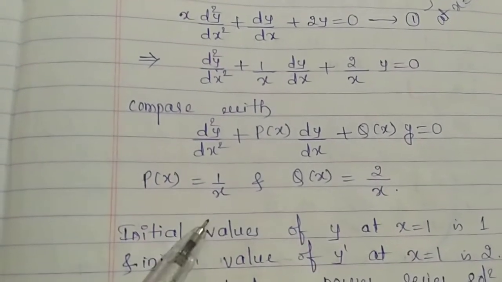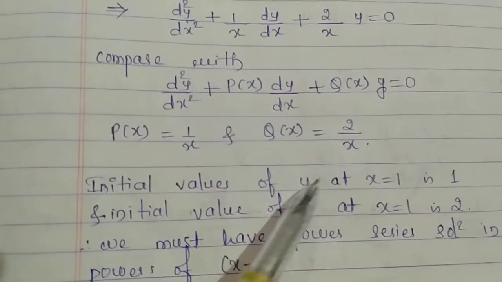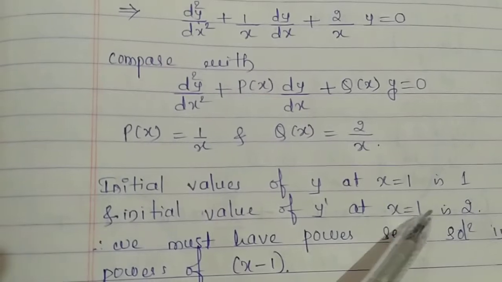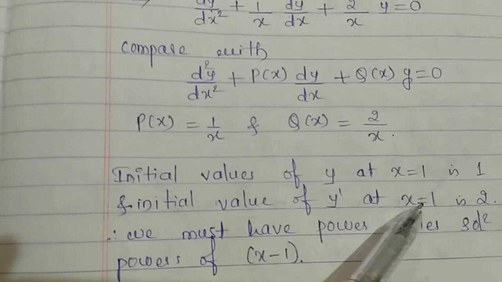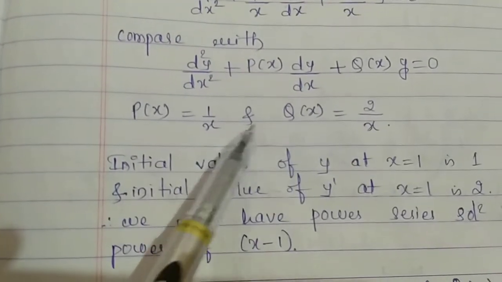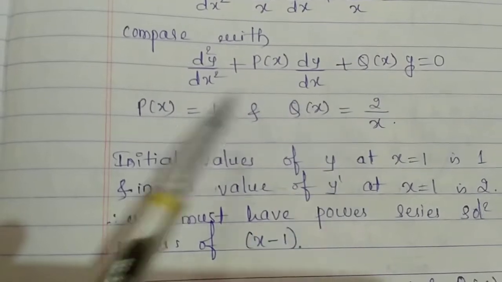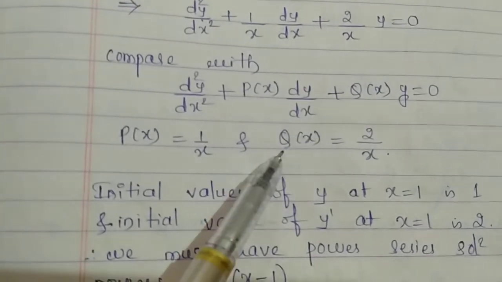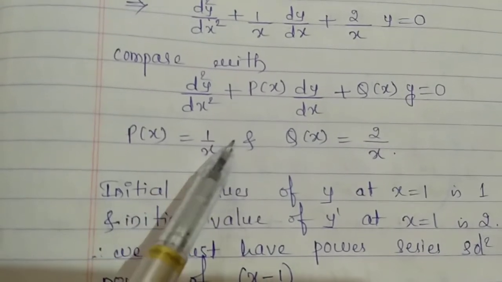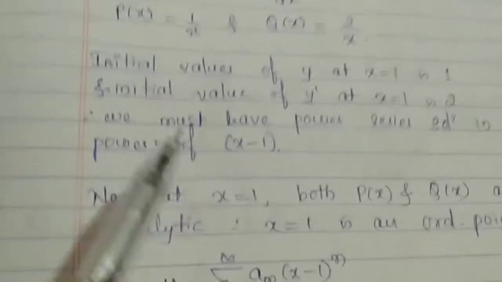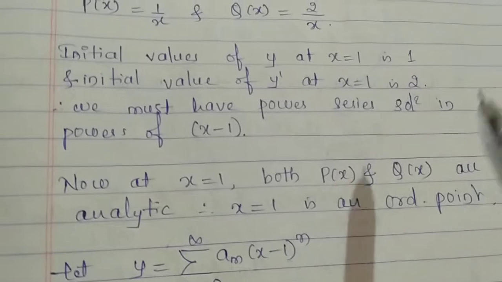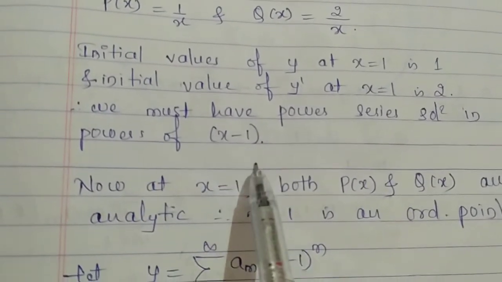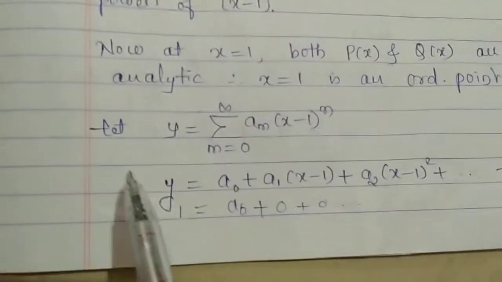And what are the initial values? The y value is 1 whenever x is equal to 1. The y dash value is 2 whenever x is equal to 1. And if I substitute x is equal to 1 in px and qx, both values are analytic. So I can say that x is equal to 1 is an ordinary point. So I must have my power series solution in the form of x minus 1. Okay.